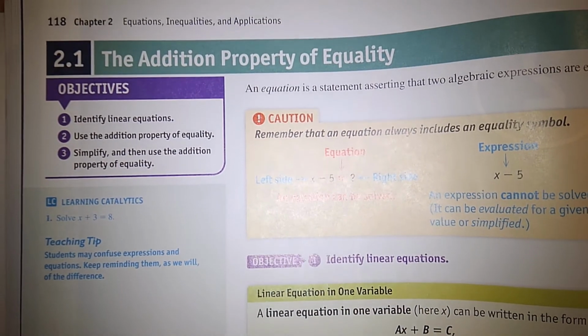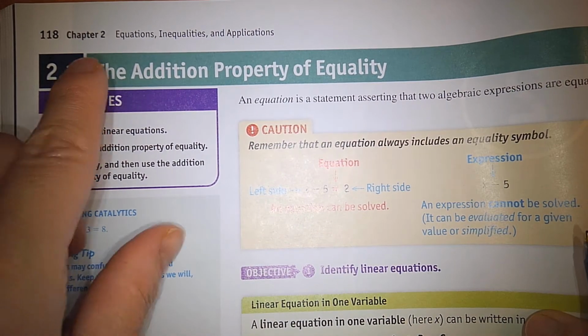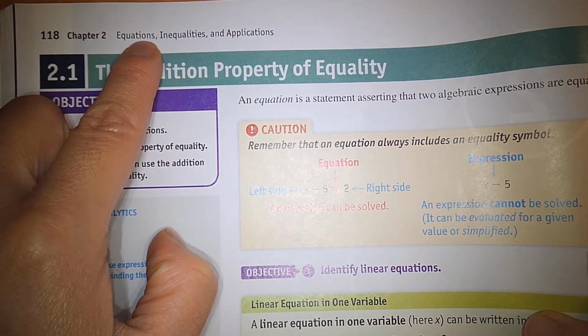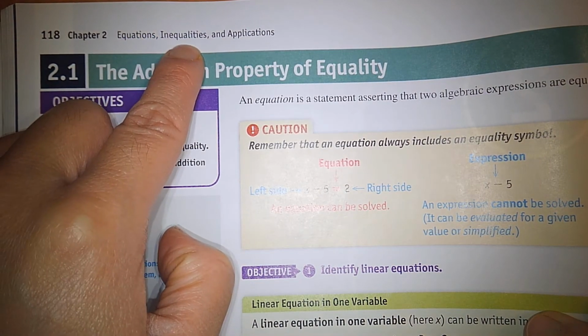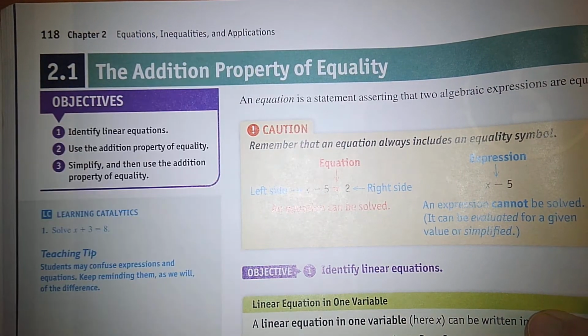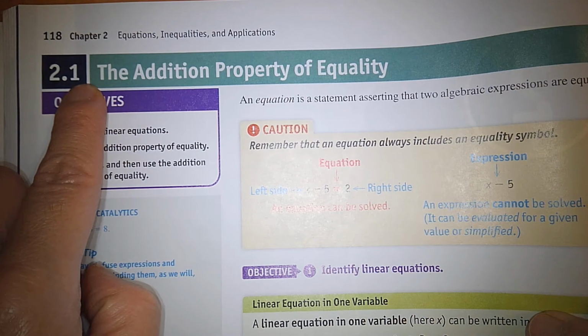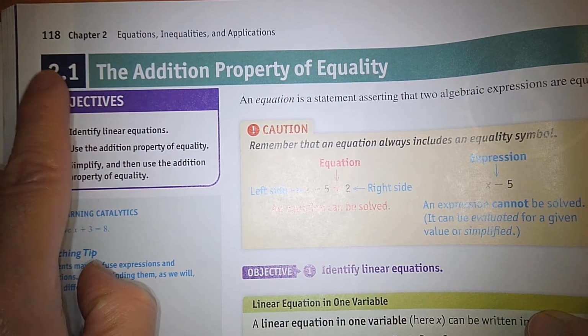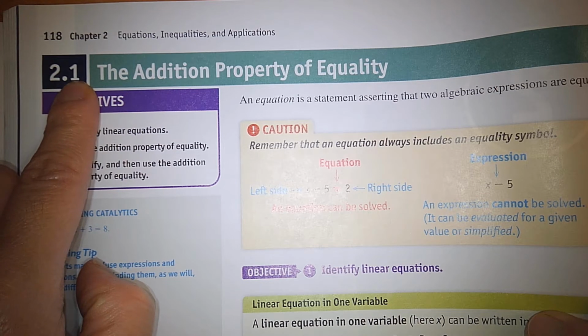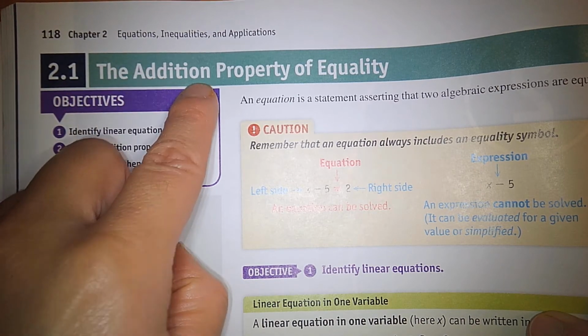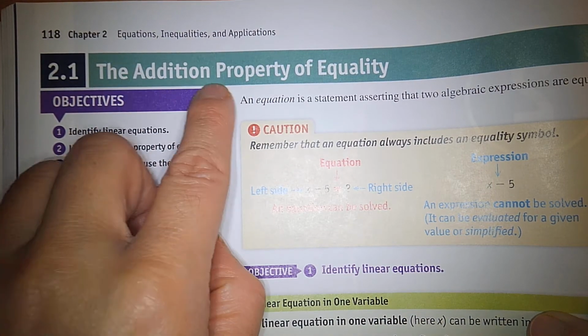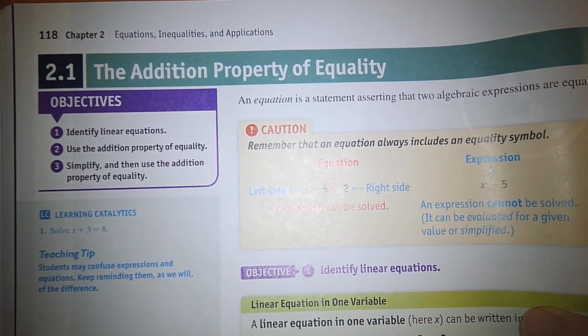Alright, so chapter 2, okay? Chapter 2 is about solving equations, inequalities, and applications, okay? So section 2.1 and section 2.2, these two sections are the materials we're going to cover today. It's about the addition property and also the multiplication property for solving equations, okay?